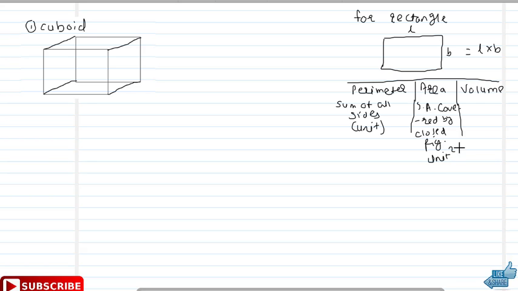Okay, and volume. Volume is the total space occupied by this figure, including the inside. This is called volume. Actually this is a solid figure. See, if you observe any room, then the total space inside the room is known as volume.